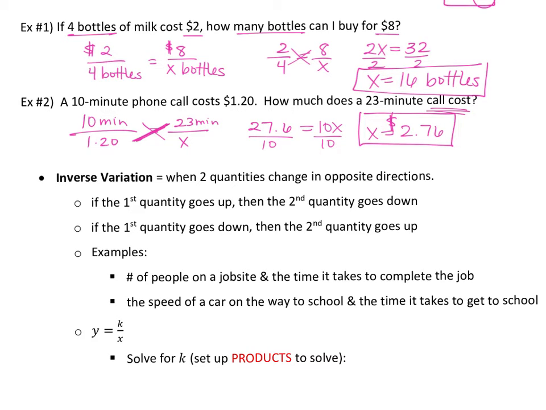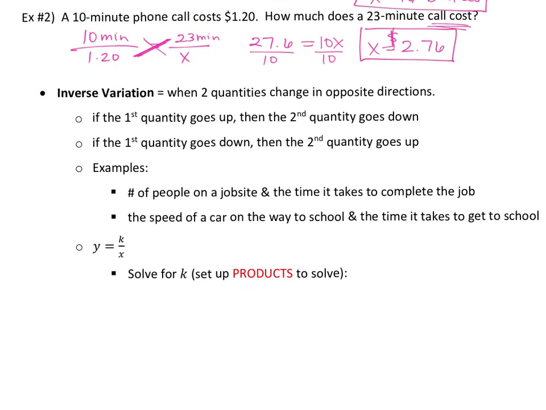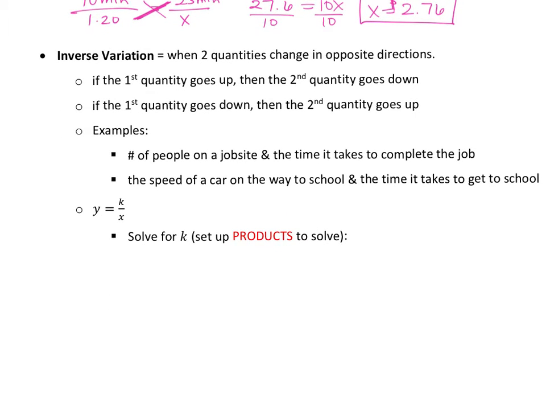Okay, so that's direct variation. Inverse variation is very similar, but now instead of both your quantities moving in the same direction, they're going to move in opposite directions. So basically we're saying if the first quantity goes up, the second one is going to go down. If the first quantity goes down, the second one is going to go up.